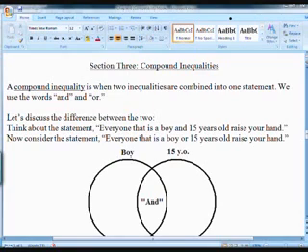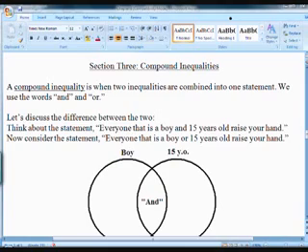Compound inequalities. So compound is like a compound sentence. You know what a compound sentence is in English? Similar. Pretty much the exact same thing. It says a compound inequality is when two inequalities are combined into one statement. We use the words "and" or "or" when we're talking about compound inequalities.